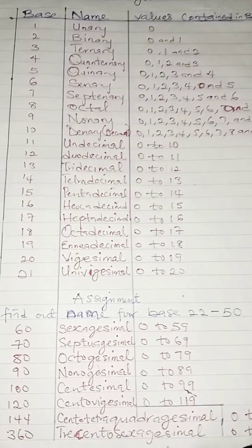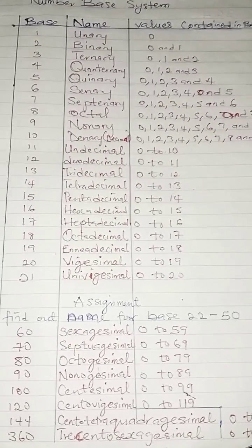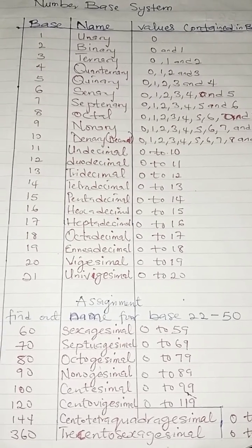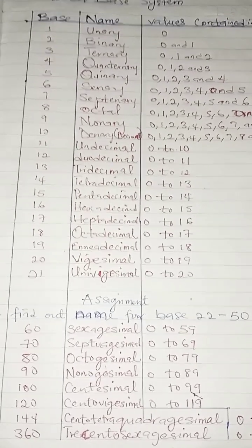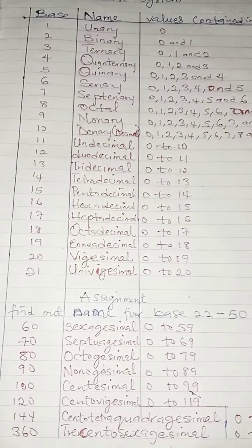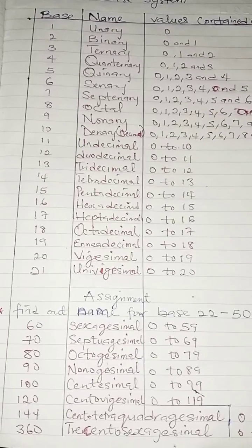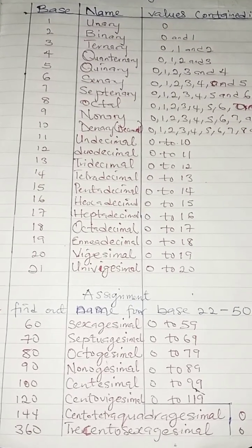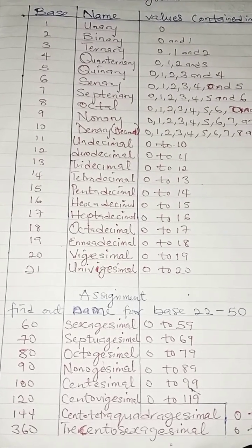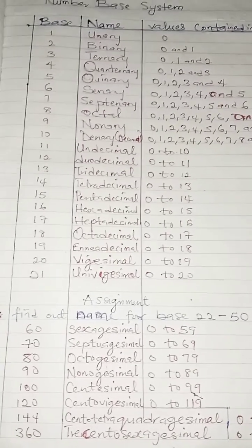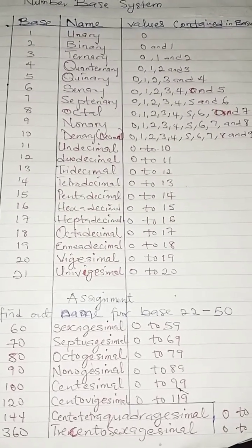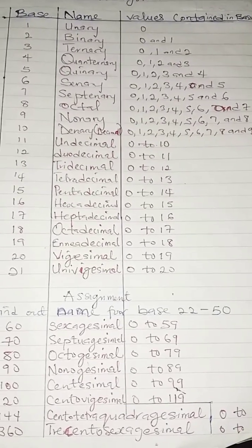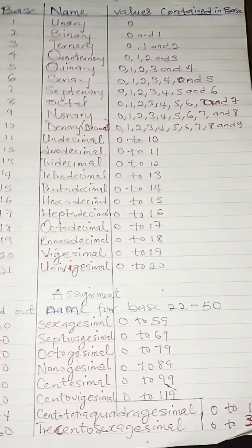So please, if you look carefully, there's an assignment question there. Please check out, and if possible, as many as you can, drop in the comment section. I know it may be very large, from 22 to 50. Find out the names for base 22 to base 50. You'll find out the name and drop it in the comment section, and we'll look into it as well. So that's your assignment. If you go through what we have here, we have from base 60 to 360. So with this, you can know, for example, base 16 is known as hexadecimal, and so on and so forth.